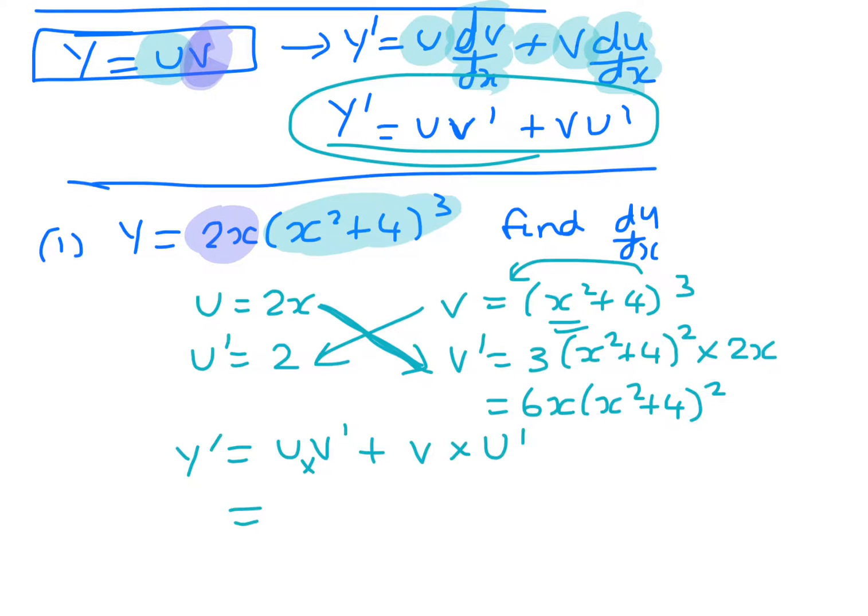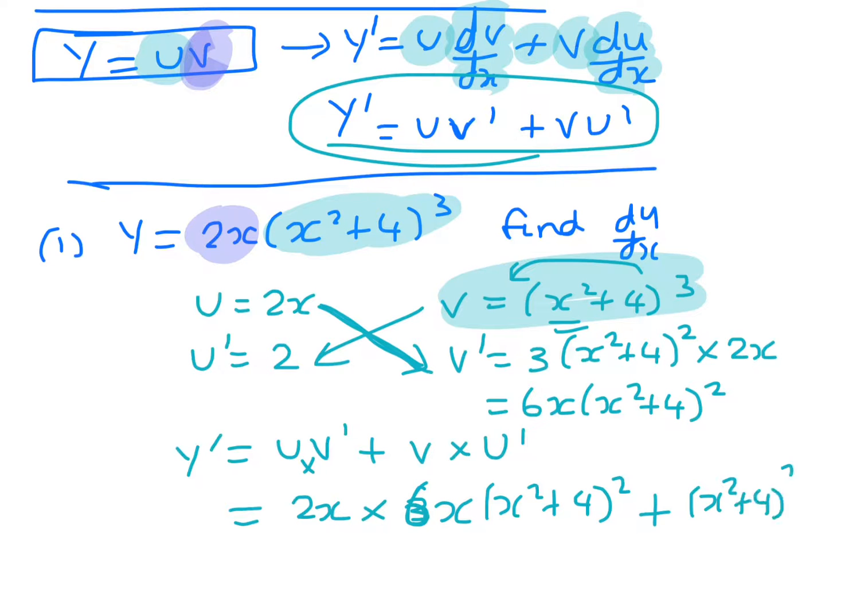Okay, so u is 2x, and then we times 6x (x squared plus 4) to the power of 2, plus v, and the v is just up here, and then we're going to go v times 2. So v would be (x squared plus 4) to the power of 3 and times 2. So 2 times 6 is 12, so that's 12x squared times (x squared plus 4) to the power of 2, plus 2, I'll put the 2 out the front, (x squared plus 4) to the power of 3.